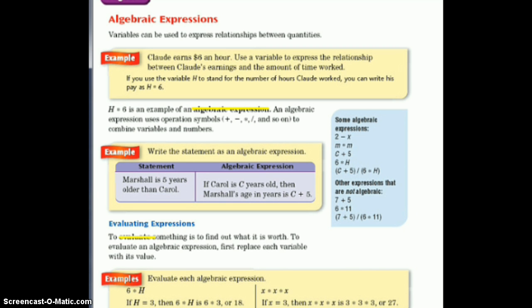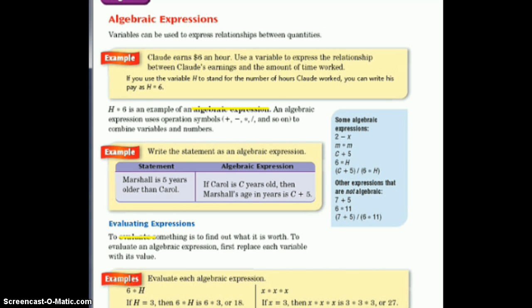We can look at another example here. Write the statement as an algebraic expression. They give us a real world situation. Marshall is 5 years older than Carol. And you're thinking, great, only I don't know how old Carol is. Correct. So that becomes your variable. Carol's age is C because you have no idea how old she is. So you pick a variable. Then Marshall is 5 years older than Carol. So if Carol is C, then Marshall is C plus 5.